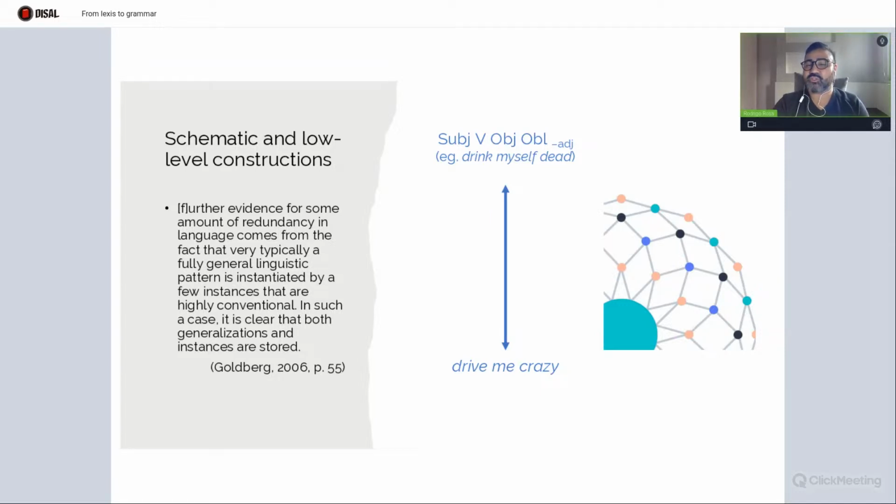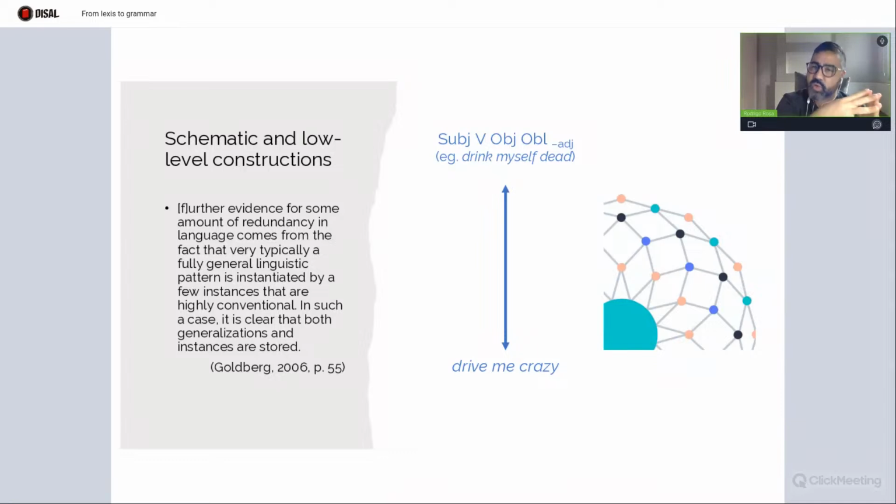That's it. So we can say drive me crazy, but also drive him crazy, drive her nuts, drive me bonkers, drive me insane, etc. So it seems that this is a chunk of language, right? Because it has certain aspects of it which are absolutely fixed.